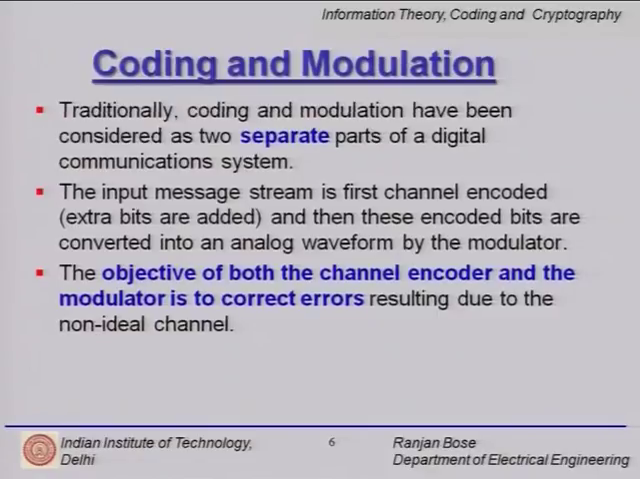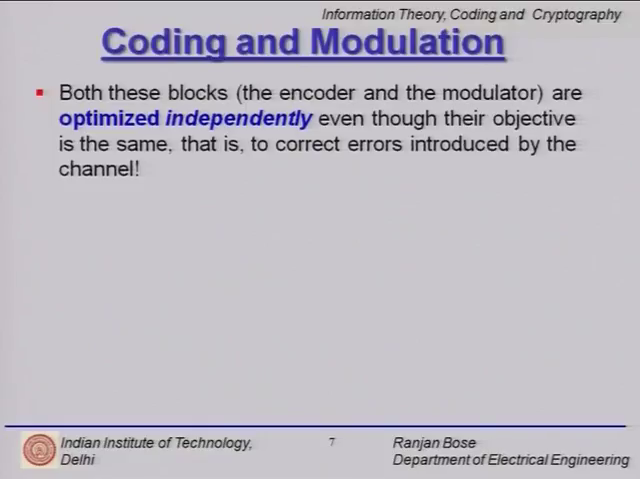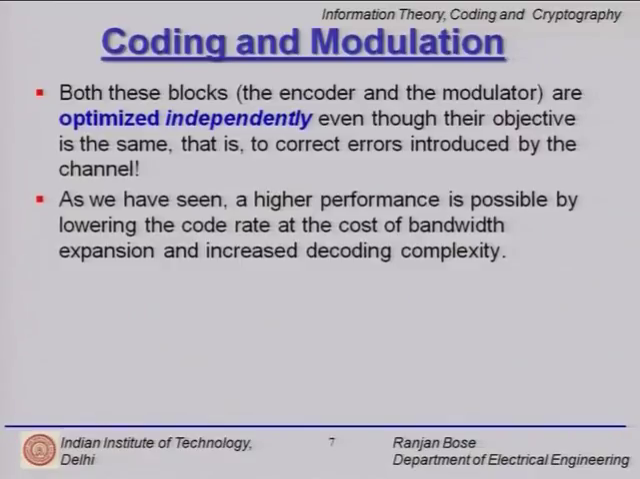If you look at an error control code, we find out the probability of residual error. If you look at the characteristic of a modulator, we always plot the BER versus the SNR curve, the standard waterfall curve. So, again we are talking about bit error rate. Now, both these blocks are optimized independently, even though it seems their objective is the same. A higher performance is possible by lowering the code rate at the cost of bandwidth expansion and increased decoding complexity. That is what we have learned so far.